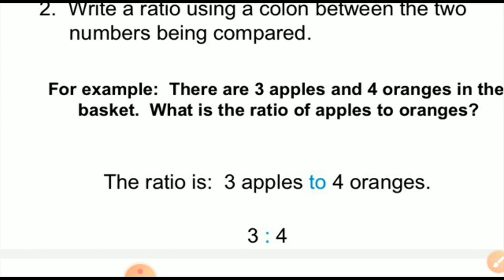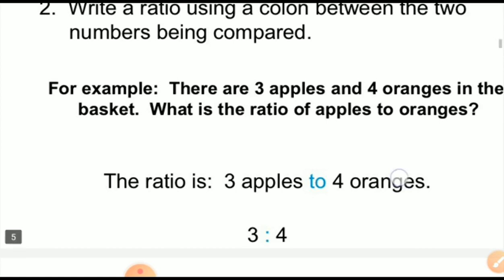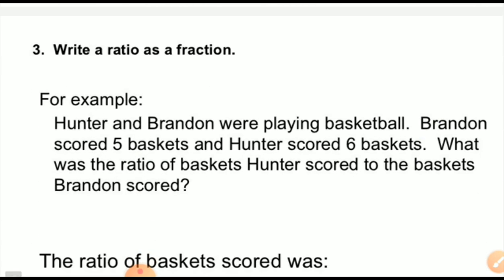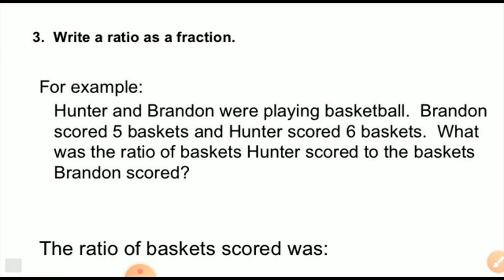Okay. Sometimes they ask us oranges to apples, the ratio of oranges to apples. That time we have to write the orange number first and then the apple number. Third, write a ratio as a fraction. Students, as we know, a ratio is nothing but a fraction. Isn't it? Yes, fraction.